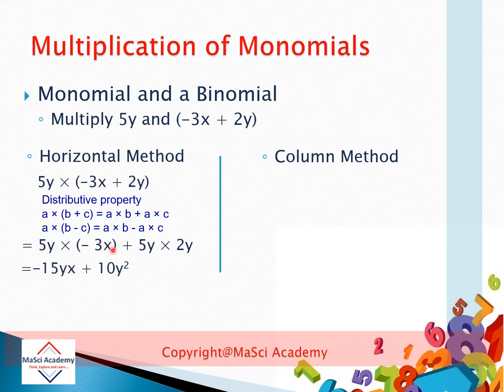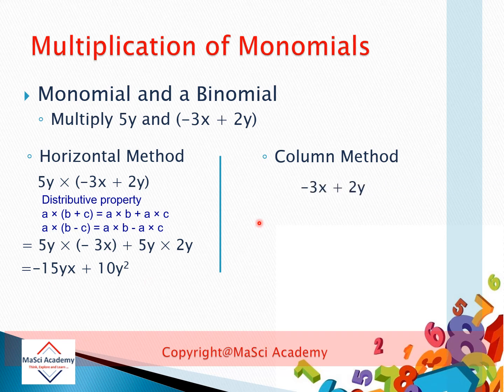Next, we multiply the individual monomials together using the rules of monomial multiplication. So the first set becomes minus 15yx and the second expression becomes 10y square. So the final answer is minus 15yx plus 10y square.